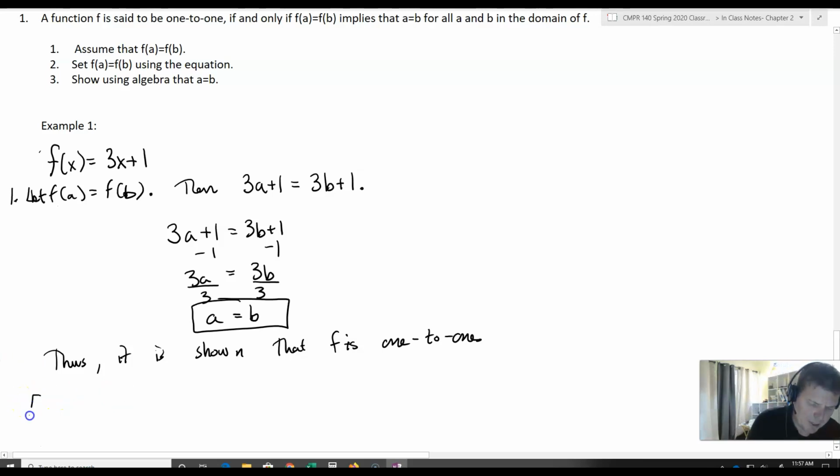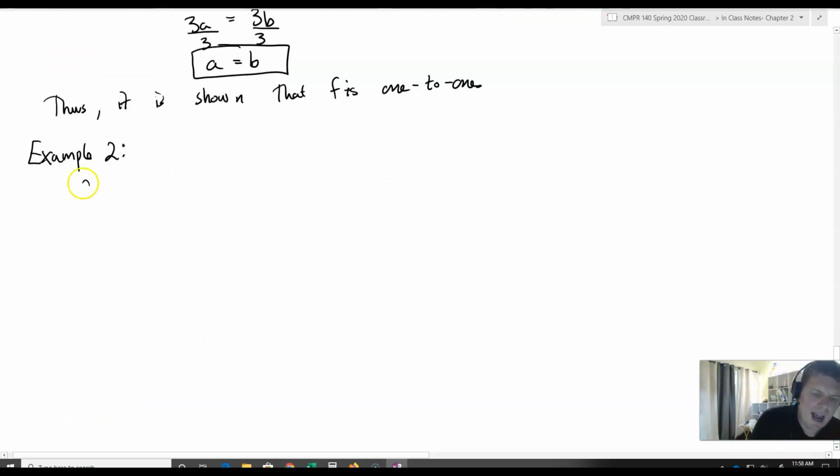We'll call this one example number 2. We're going to use f of x equals x squared this time. So I've got f of x equals x squared. Now, the best way to show this is to use a counterexample.